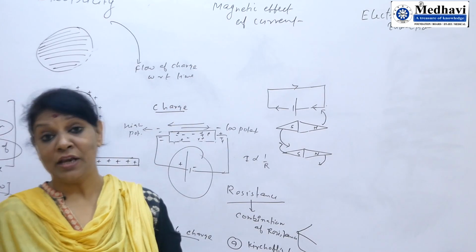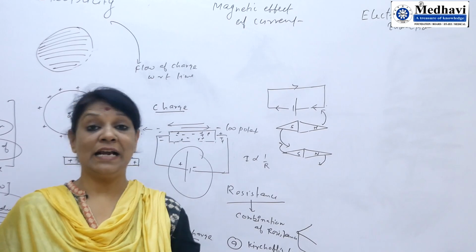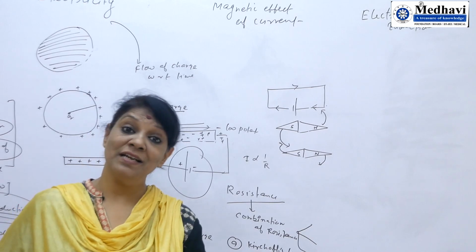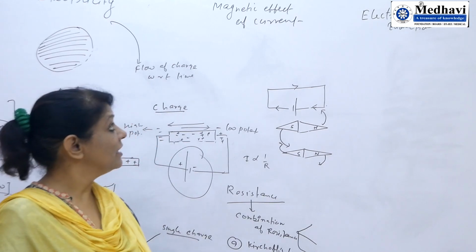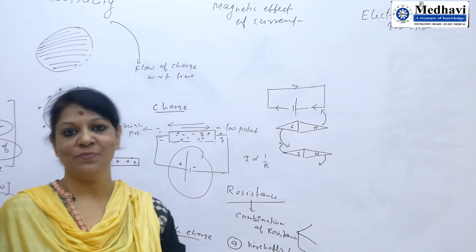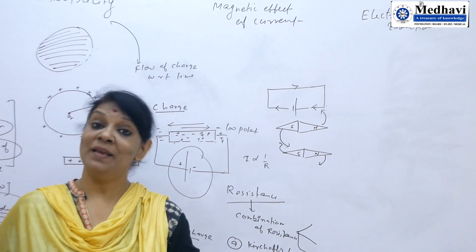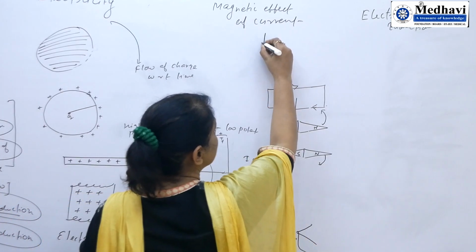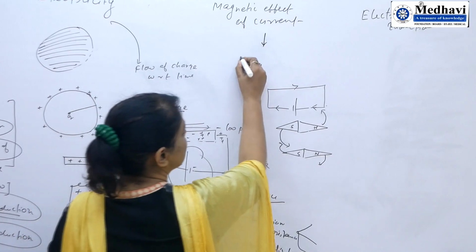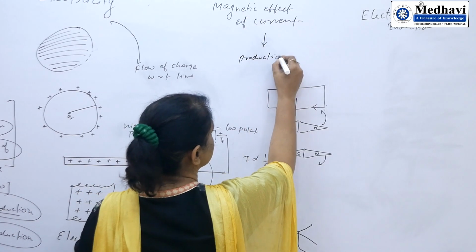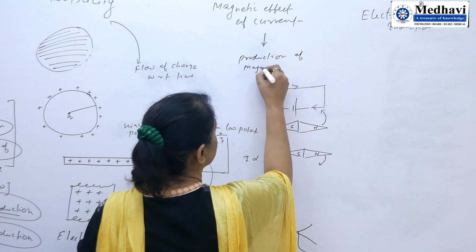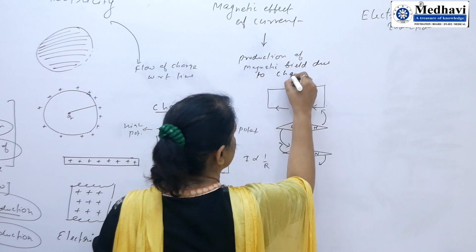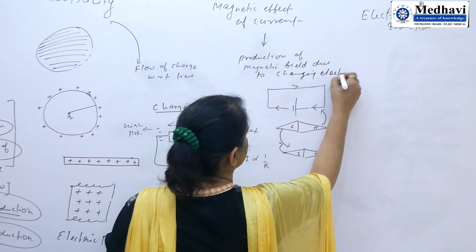So you cannot say that only a magnet will attract or repel. Whenever a changing electric field is there, then a magnetic field will be produced, and that magnetic field will show all the magnetic properties, attraction, repulsion, that we observe in a magnet. So he introduced a new branch of physics, magnetic effect of current, that is production of magnetic field due to changing electric field.